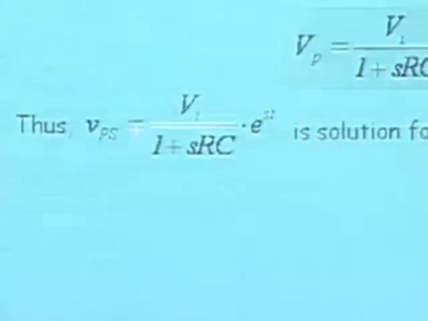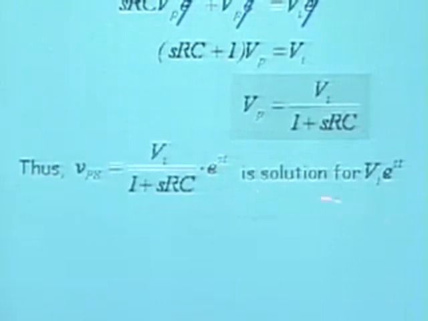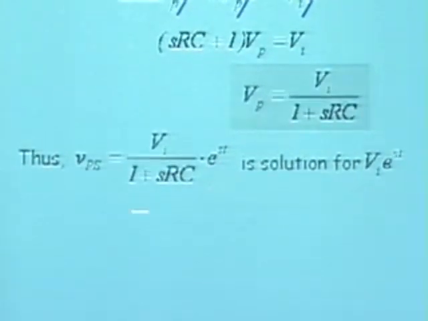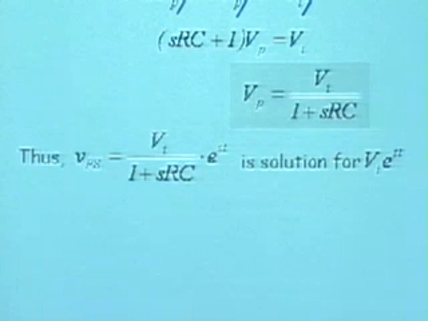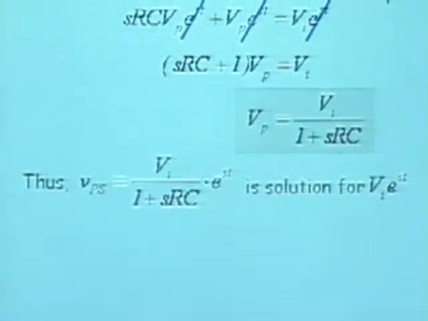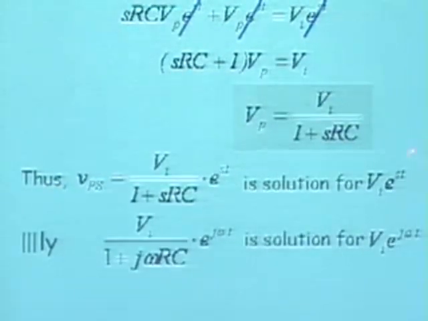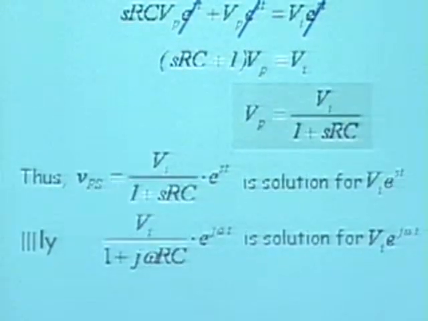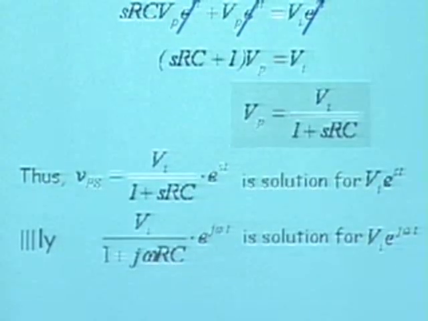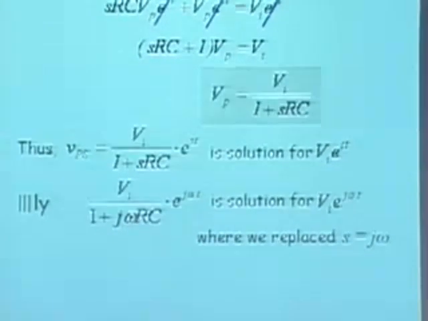So, as I just said, VPS is VI, it's this stuff here, multiplied by e to the st, is a solution for VI e to the st. And VP is simply the coefficient that multiplies e to the st. Similarly, if I substitute s equals j omega, I told you 5 view graphs of more hell, but I'm just going to prove to you that this is it.